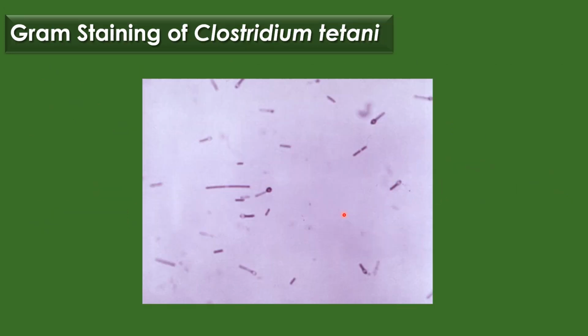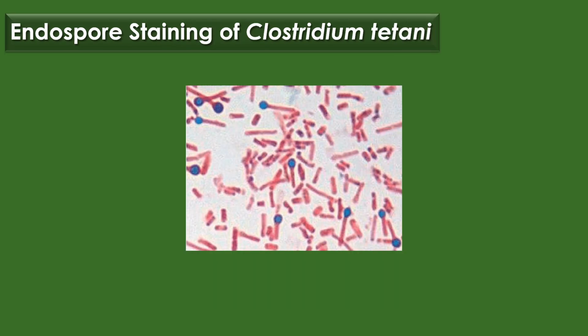This image shows the gram staining of Clostridium tetani, and here Clostridium tetani is observed as drumstick-shaped gram-positive rods. And this image shows the endospore staining of Clostridium tetani, and here the endospores are observed in green color and the vegetative cells are observed as red color.